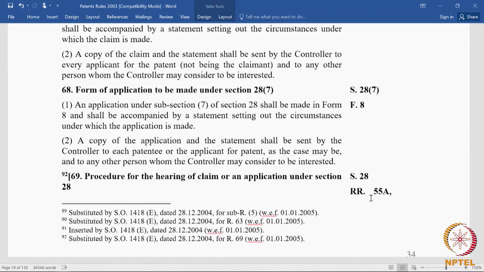Then you have a second option: if you want to rectify the register alone, then you can go to the IPAB. The IPAB may not rectify the specification. So, that is a difference that we find here. Here the controller may ask the specification to be rectified and the register to be rectified, whereas we saw in 71 it is a procedure for rectifying the register.